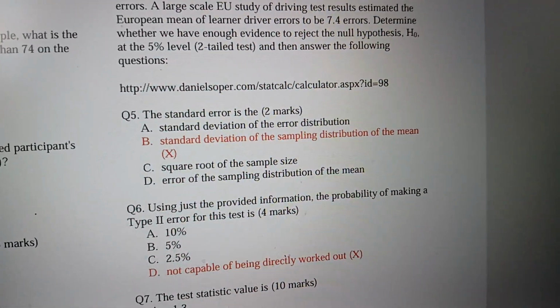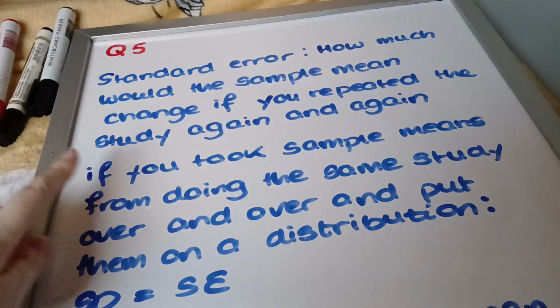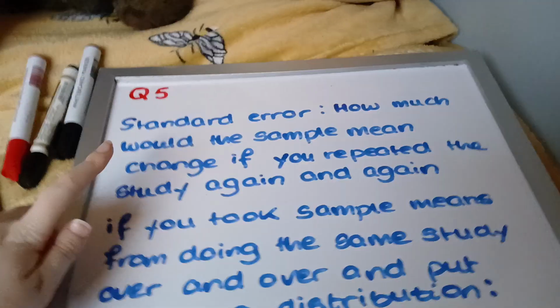Question 5 is another theory question. So it's asking what the standard error is. The standard error is how much the sample mean would change if you repeated the study again and again.